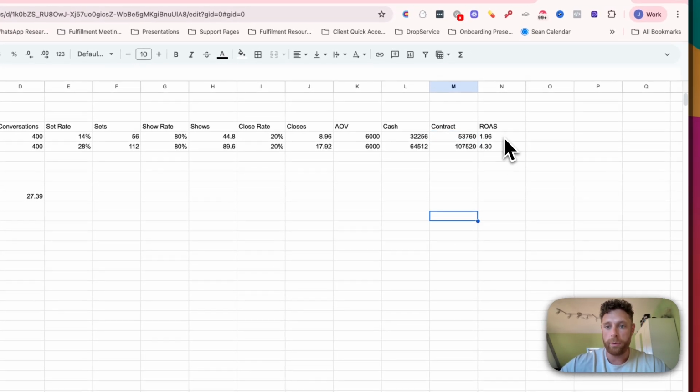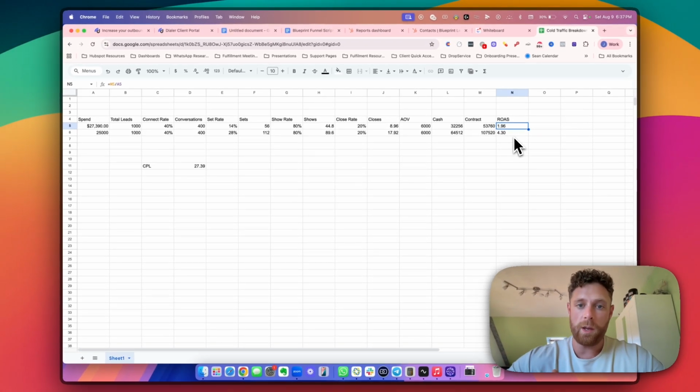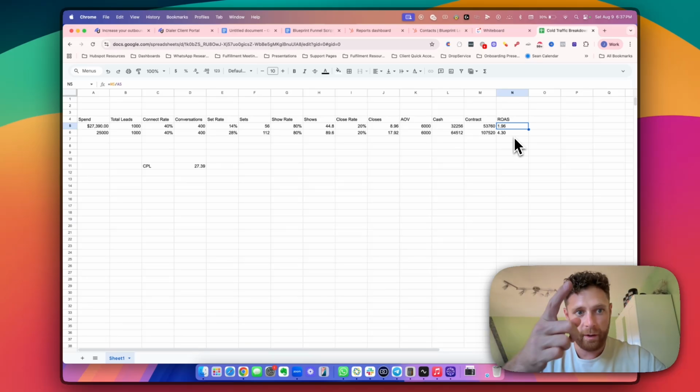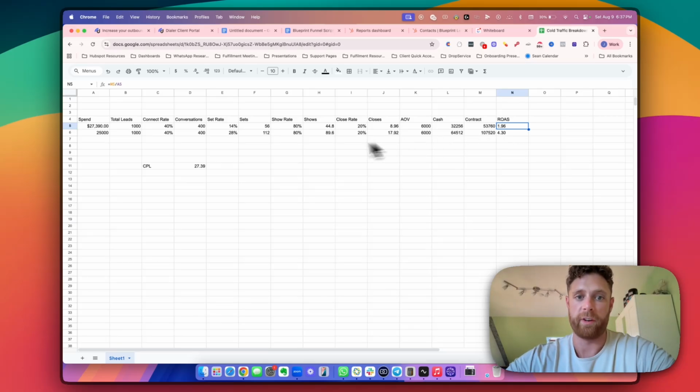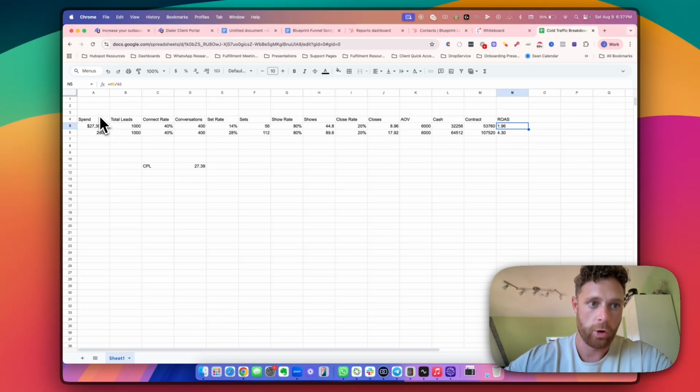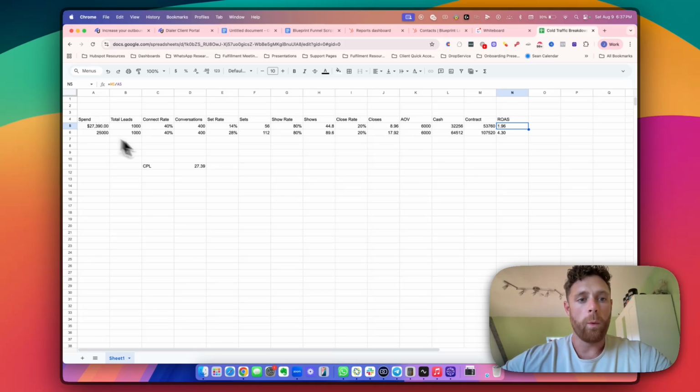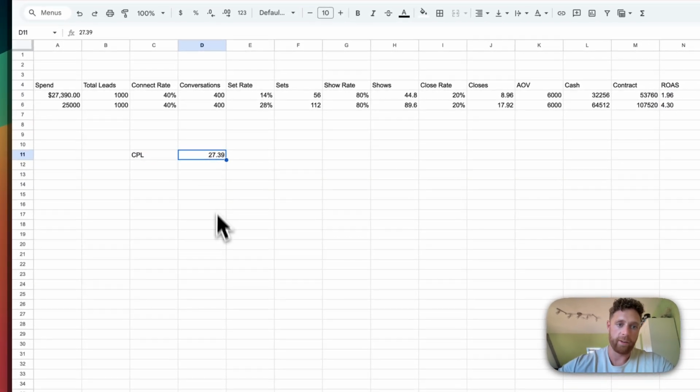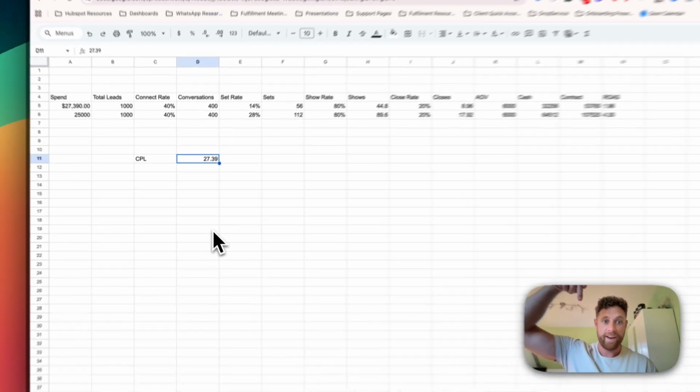Now you can see the ROAS right here. 1.96x. Now, for me, I want to get around 4x no matter what, or better if possible. So when we look at these numbers, and this is why we want to build out the numbers and build out the whiteboard together, because it allows us to begin to visualize where the drop off could be happening. Okay. So one thing we can do here is bring the cost per lead down.